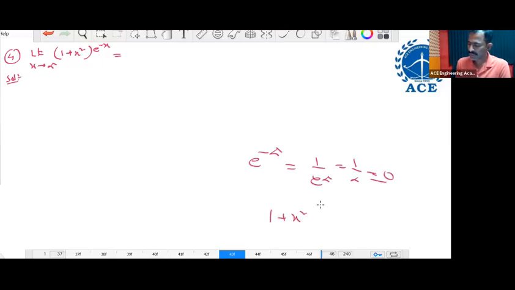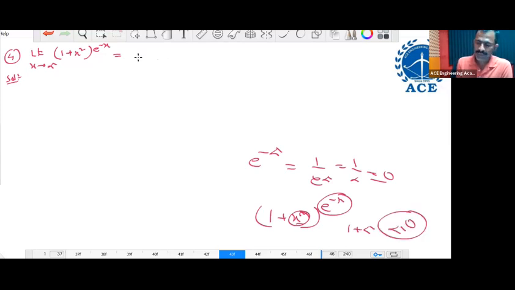In (1 + x²)^(e^(-x)), the power is becoming 0, and with x equal to infinity, x² is infinity, 1 plus infinity is infinity, so we have infinity power 0. This is in the infinity power 0 form, one of the indeterminate forms. Because it is an indeterminate form, we try to do this problem by the L'Hospital method, but indirectly, not directly.